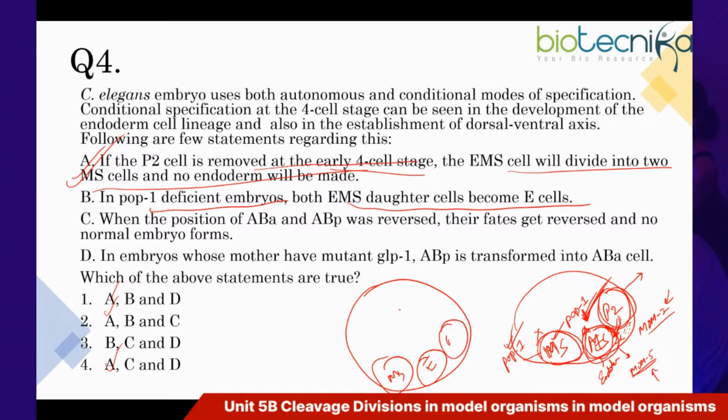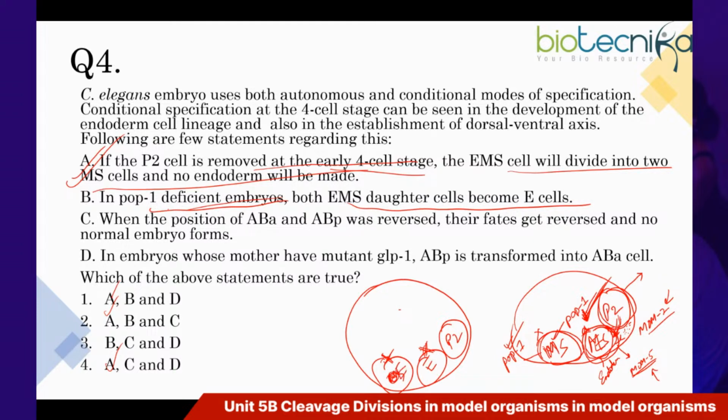In whichever cell POP1 is there, that will be MS. Whichever cell POP1 is not there, that will be endoderm. But the problem is now the POP1 deficient embryo, which means that MS also doesn't have POP1. Neither endoderm nor MS. In fact, nothing is there. Nowhere POP1 is there. So signal or no signal, if POP1 is not there, then MS cannot form.